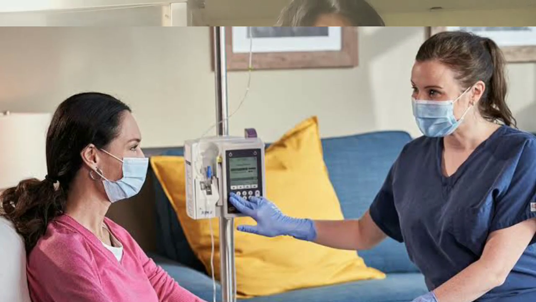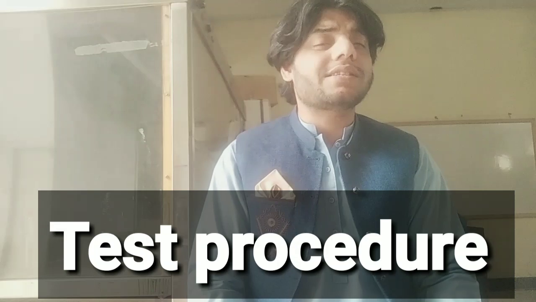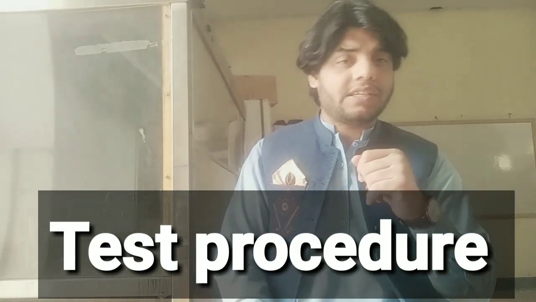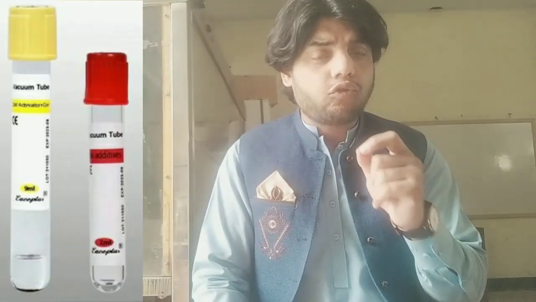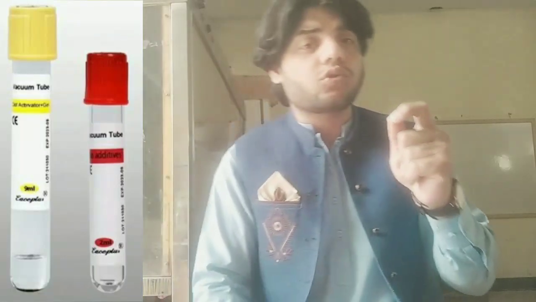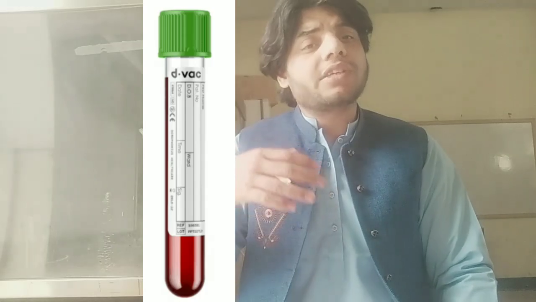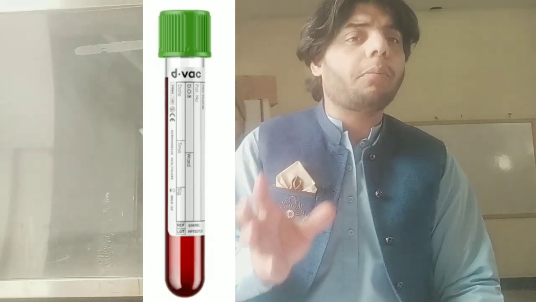Dear viewers, this is all about the diagnostic purpose. Now let's see the procedure of the test, how to perform it. First of all, you have to take the blood in a gel tube or red tube, or you can also take the blood in a green tube. Then you centrifuge the blood and get the serum or plasma.